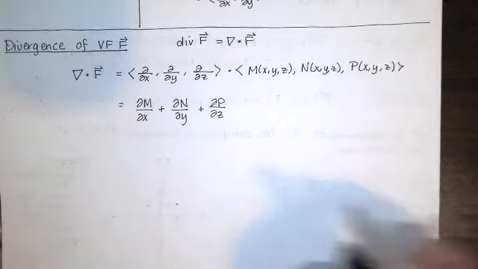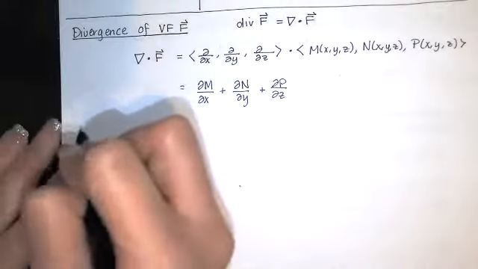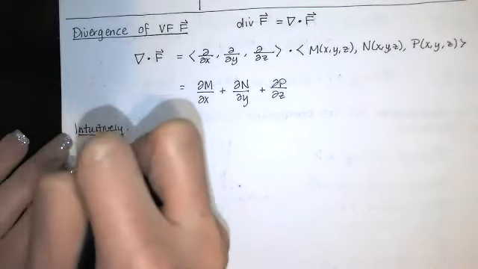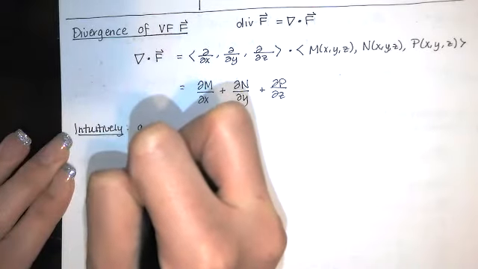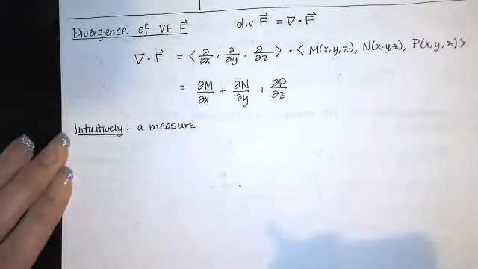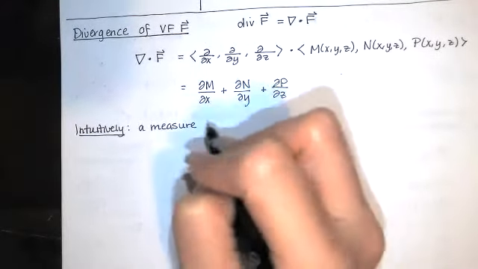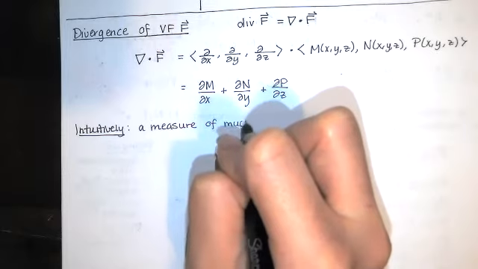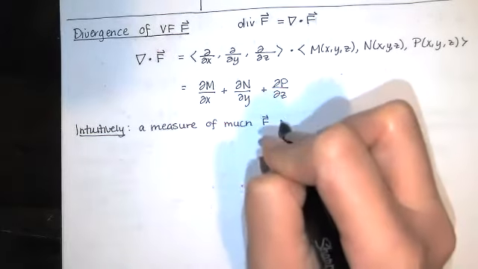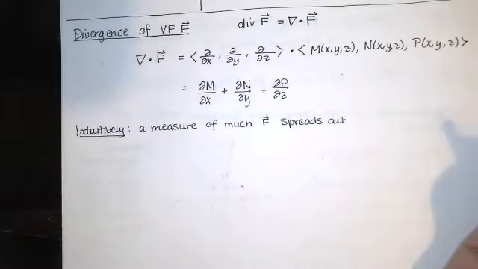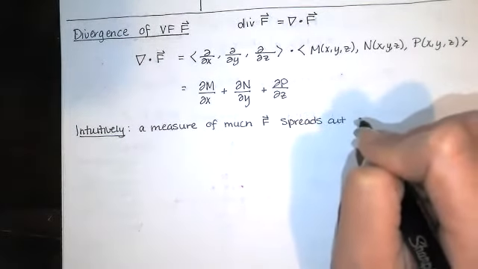Now, intuitively, we can interpret it this way. Divergence is a measure, and this is just the intuitive definition. I'll give you a proper, a little bit more precise definition when we talk about the divergence theorem. But this is a measure of how much the field spreads out at a point or diverges from a point.